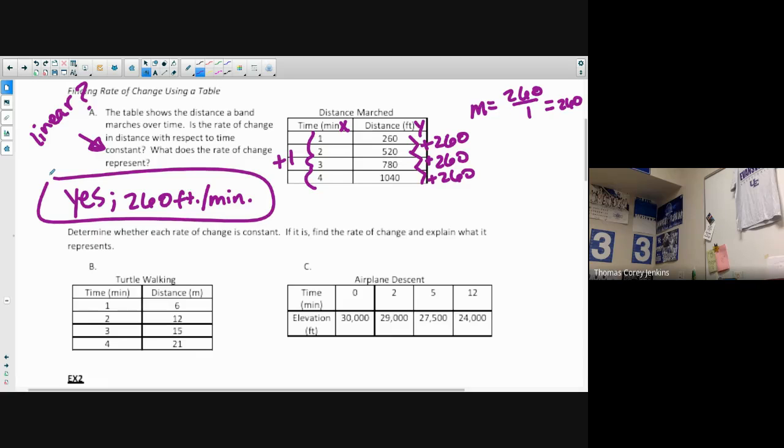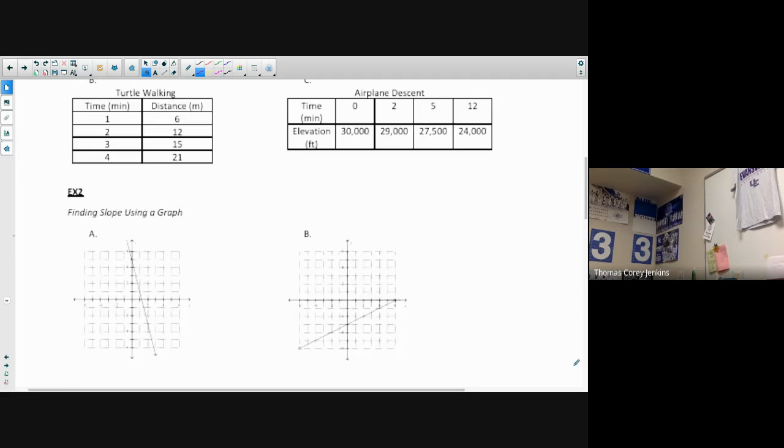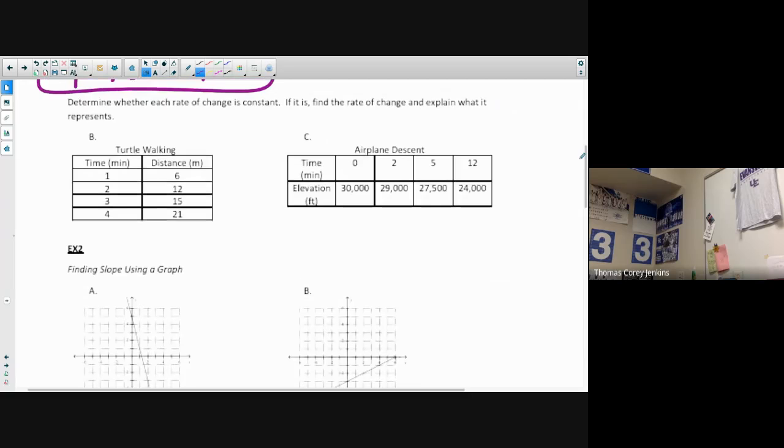Okay. Let me skip B and leave that one for you to check. I want to look at C because it is in a horizontal table, right? These tend to give kids more trouble for whatever reason. In a horizontal table, the top row is your input row. The bottom row is your output row. So in this, elevation is a function of time. And this is showing the descent of an airplane. So maybe coming in for a landing.